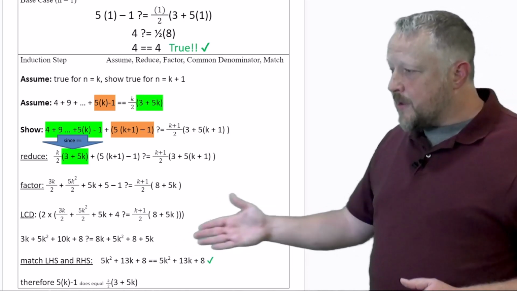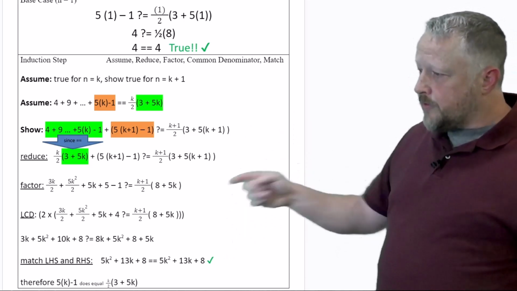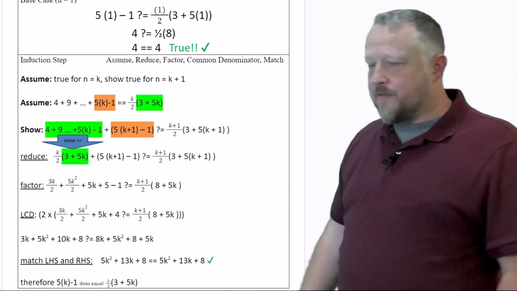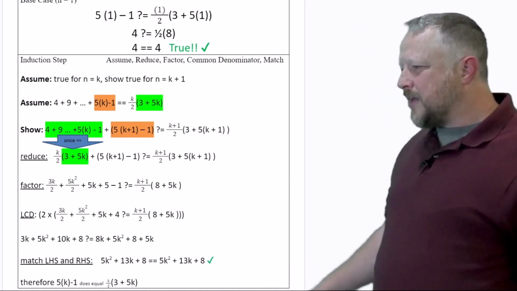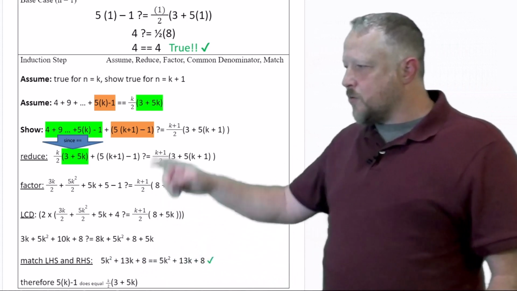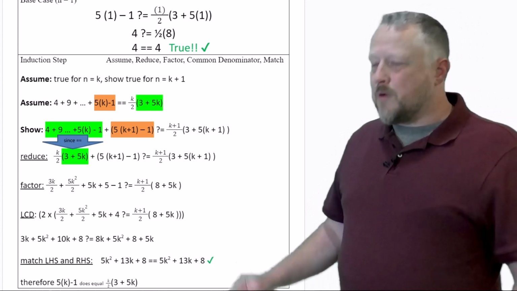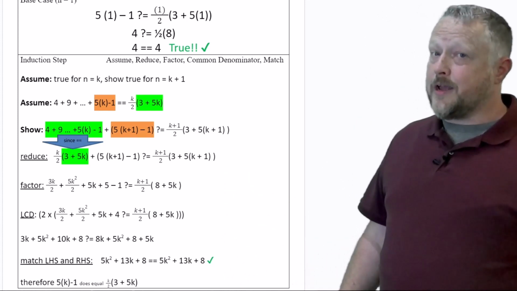Once I find out that both sides that I've messed with are equal, then I have my therefore, and then basically I repeat the question here, that 5k minus 1, I'd rather have the parentheses out there, does equal our n over 2 of 3 plus 5n. A lot of work, but I'm hoping again you understand the steps that I have in there. If you don't, let me know. But we're not done yet by a far shot.